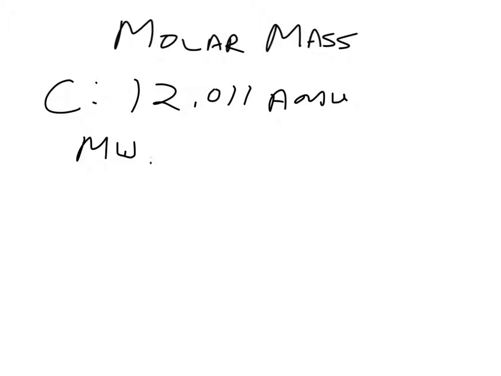So the molar mass for carbon is 12.011 grams per mole, meaning there are 12 grams for 1 mole of carbon. So if you had 1 mole of carbon, it will have a mass of 12 grams.